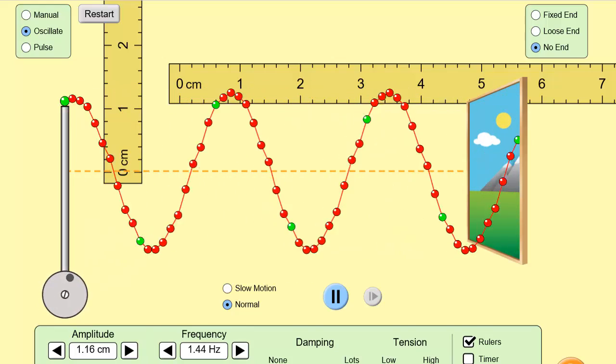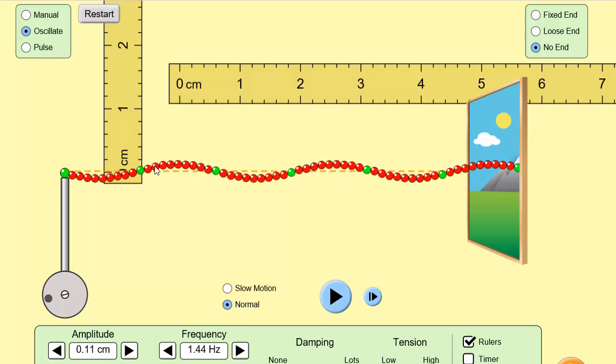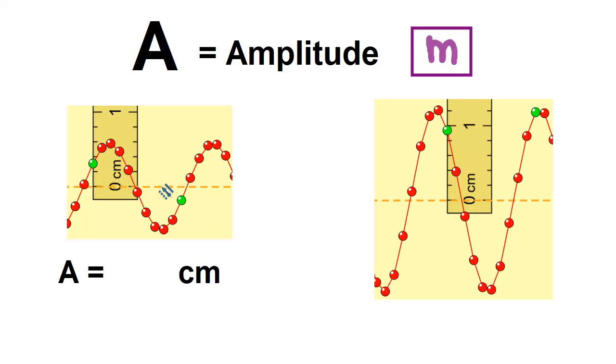You can measure from here up. There's a tiny amplitude. It's barely moving up and down. So these are tiny amplitudes. Over here, remember amplitude is the distance from rest to crest, like this. So how tall is this purple arrow from rest to crest? It looks like about 0.6 centimeters tall, or amplitude.